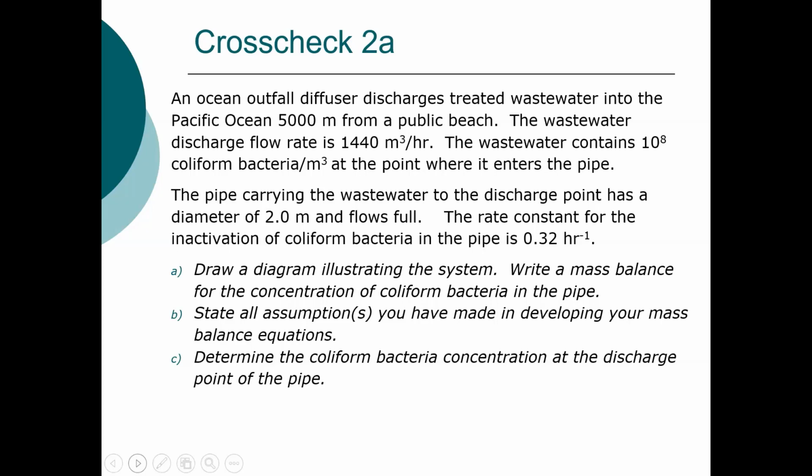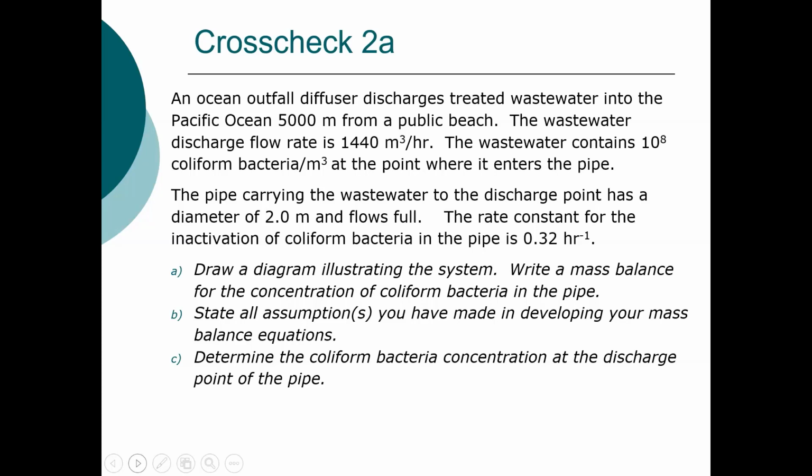So we have an ocean outfall diffuser, and it's discharging treated wastewater into the Pacific Ocean at a distance of 5,000 meters from a public beach. So think of that as a pipeline. It is a pipeline with a diffuser at the end that is discharging wastewater. The wastewater discharge flow rate is 1,440 meters cubed per hour. The wastewater contains 10 to the 8 coliform bacteria per meter cubed. It enters this pipe, think of it entering at the beach. When it enters, you've got a concentration of 10 to the 8 coliform bacteria per meter cubed.